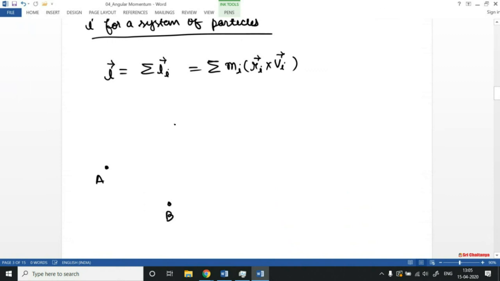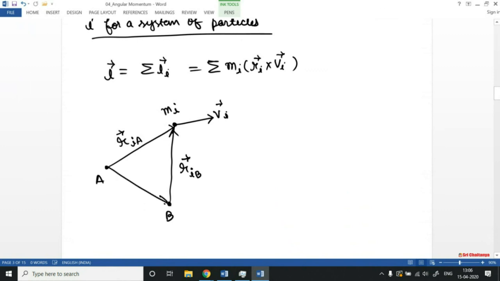Okay, and let's say this is the ith particle, so this is mi, and its velocity is say vi. So this position vector, we can write it as the position vector of the ith particle with respect to A, and this is nothing but the position vector of the ith particle with respect to B, and this vector we can say is rBA.